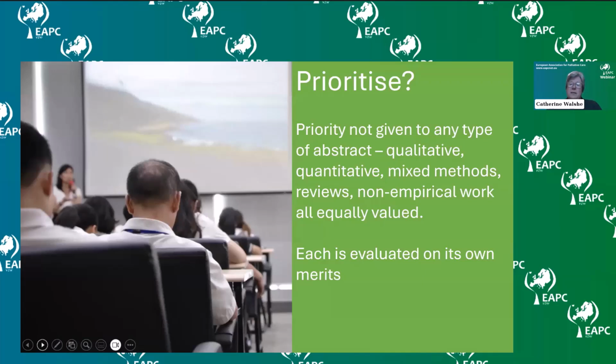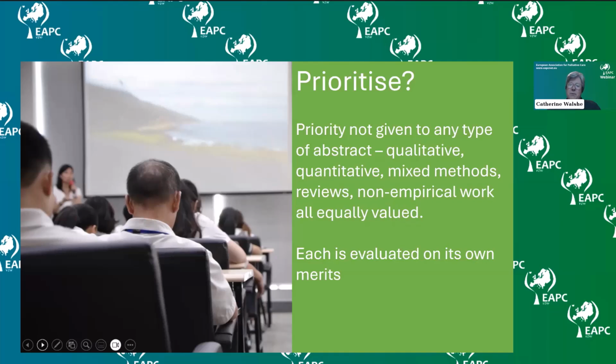What do we prioritise? Well, actually, we don't give priority to any type of abstract. I don't care whether it's qualitative, quantitative, mixed methods, whether it's a systematically constructed review, or non-empirical work. They are all equally valued. And what we are trying to do is evaluate each abstract on its own merits based on the most appropriate way of understanding that type of work.